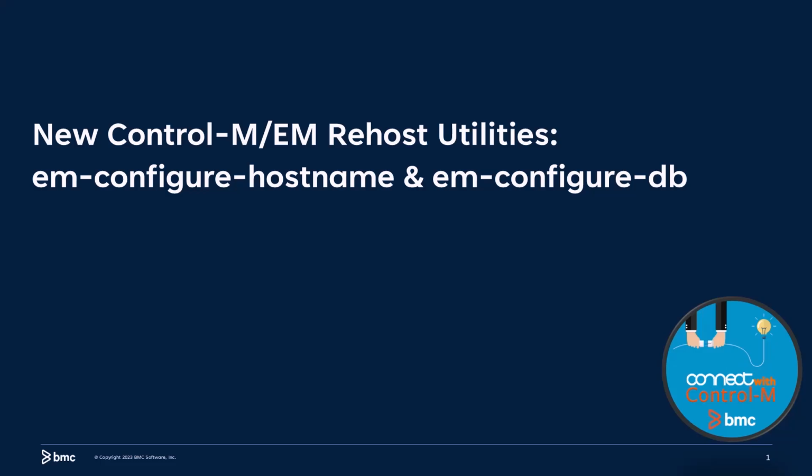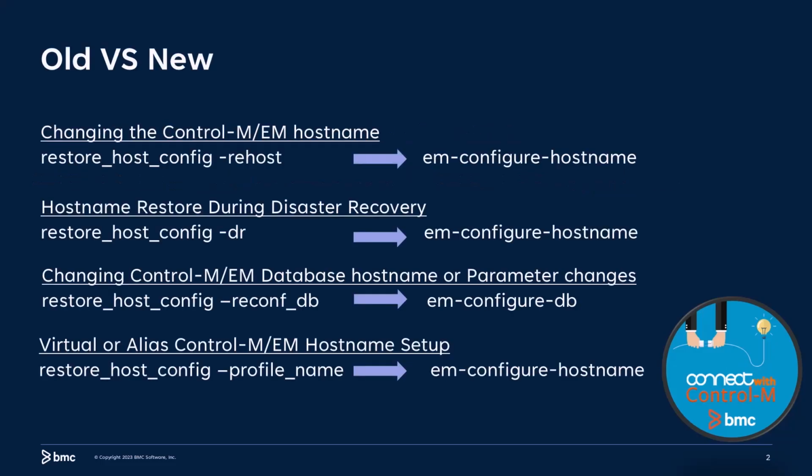It is important to note that this utility is for the enterprise manager and that the restore host config utility for the ControlM server has not been changed. Here you can see the relationship between the old versus the new utility based on functionality. As you can see, the rehost, DR, and alias hostname setup options have been consolidated into the emconfigure hostname utility. The reconfdb option has been replaced with the emconfigure DB tool.